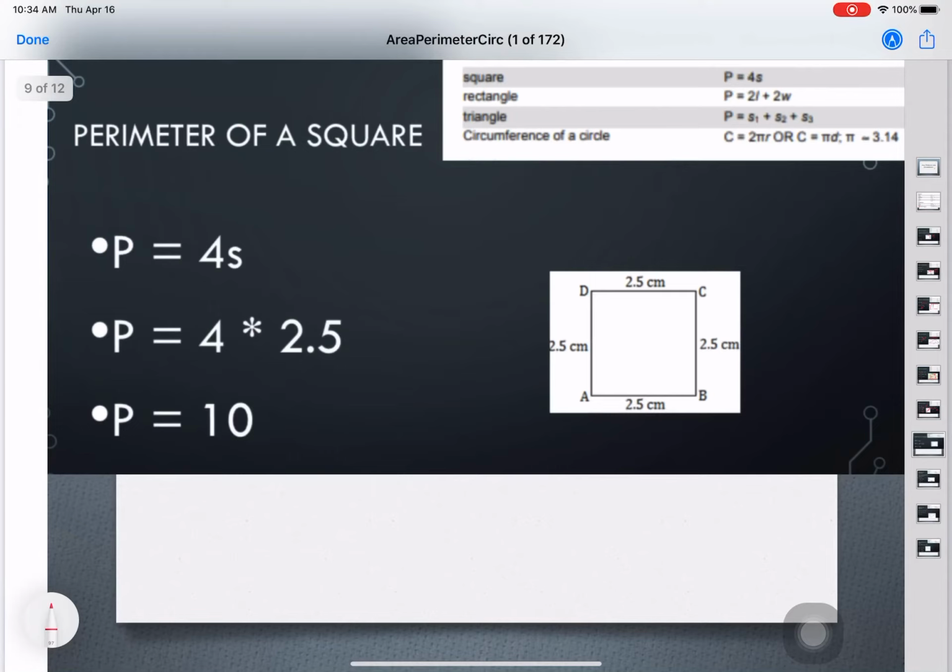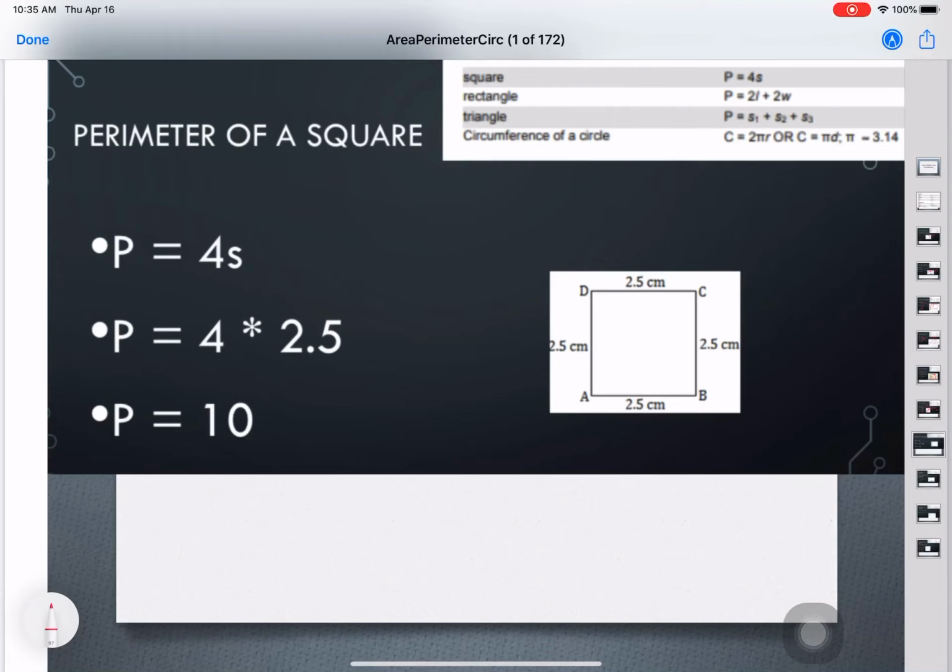Now we're going to look at perimeter. Perimeter is the distance around something. Perimeter is border, it's the fence line of a property, it's a fringe or a lace or something around the edge of something. Like a sidewalk around a pool or something like that.